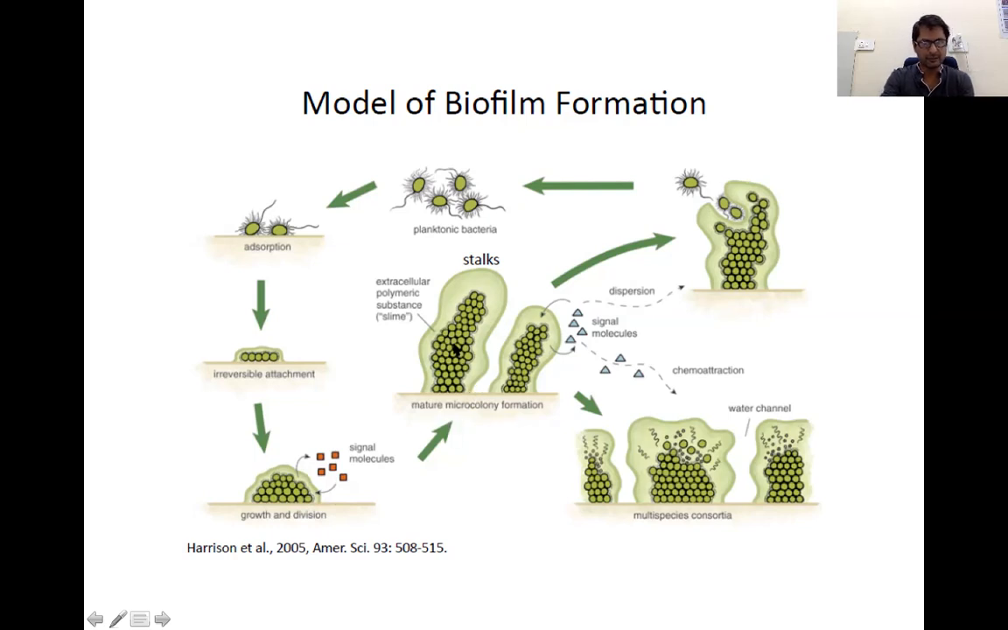After some time, this biofilm will become larger in size. This is the extra polymeric substance layer which I was talking to you about, which is covering all these bacteria together. So this is a mature microbial formation, and when this biofilm becomes mature, what happens? Some of these bacteria will detach from this mature biofilm and again start the same process. So this is the process for the formation of a biofilm, right?